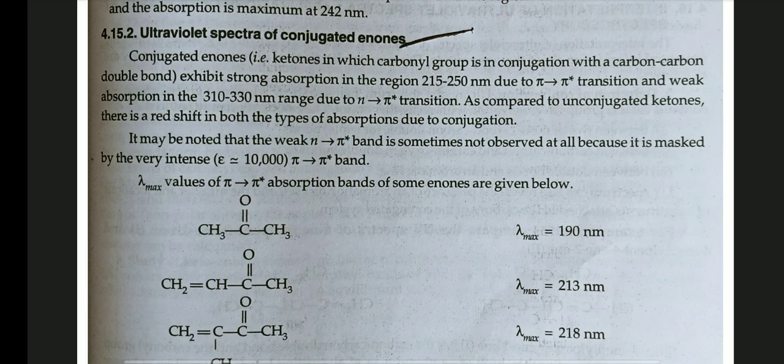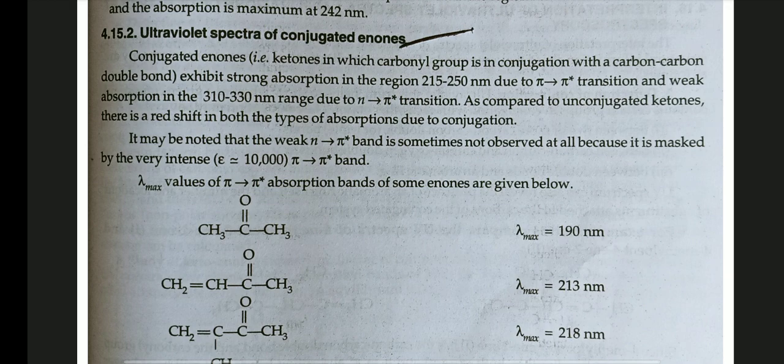Ultraviolet spectra of conjugated enones, ketones in which the carbonyl group is in conjugation with a carbon-carbon double bond, exhibit strong absorption in the region 215 to 250 nanometer due to the pi to pi star transition, and weak absorption in the 310 to 330 nanometer range due to the n to pi star transition, as compared to unconjugated ketones. There is a red shift in both types of absorption due to conjugation.